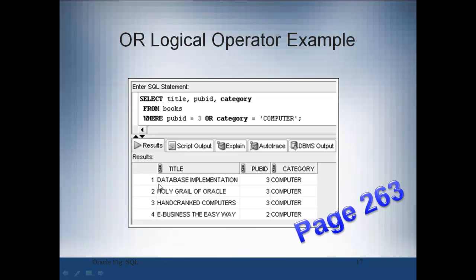The OR logical operator example. Same select statement, except instead of using the AND, we're going to say where the pub ID equals 3 or the category equals computer. We do see more results in our example. Notice the pub ID is 2, not 3. It's still accepted because the category is computer. It meets this condition. That last record met the second condition. That's your OR logical operator.